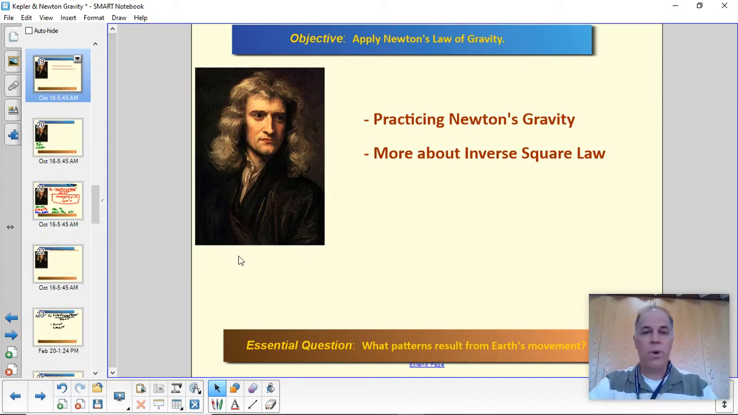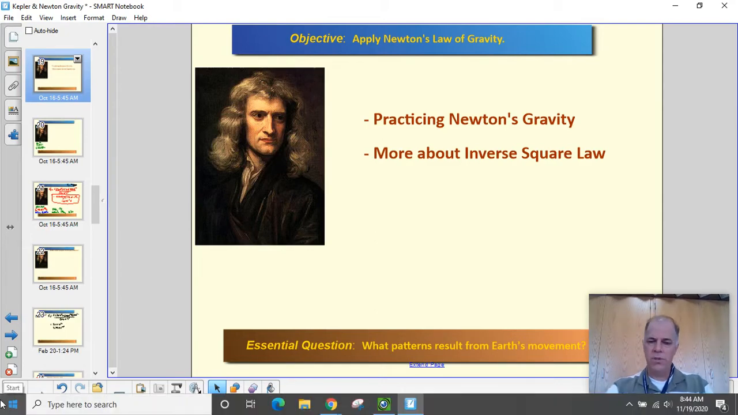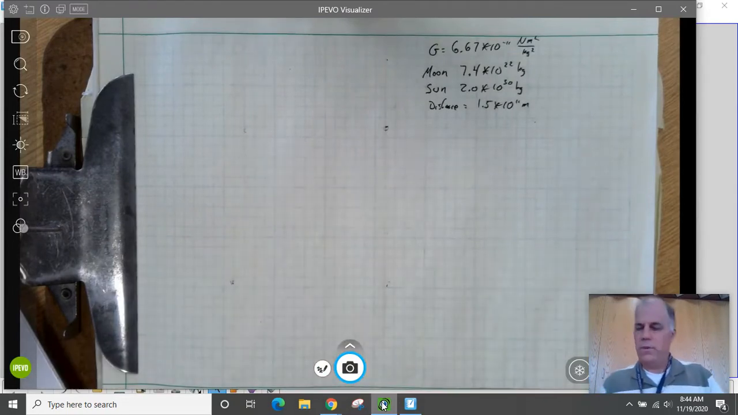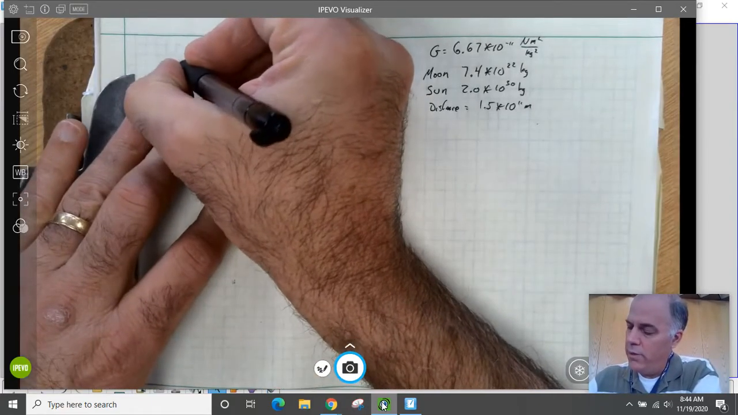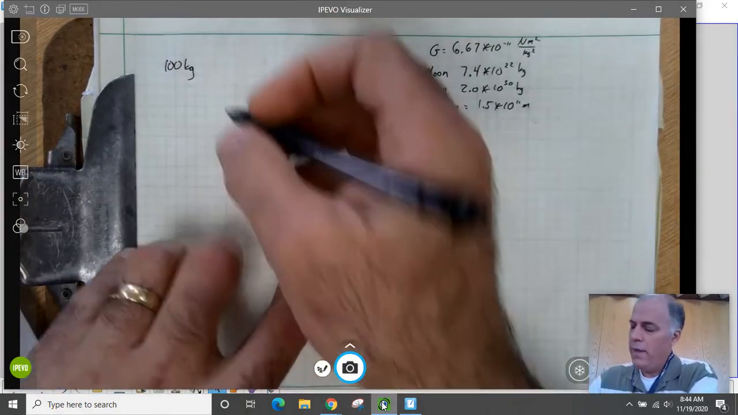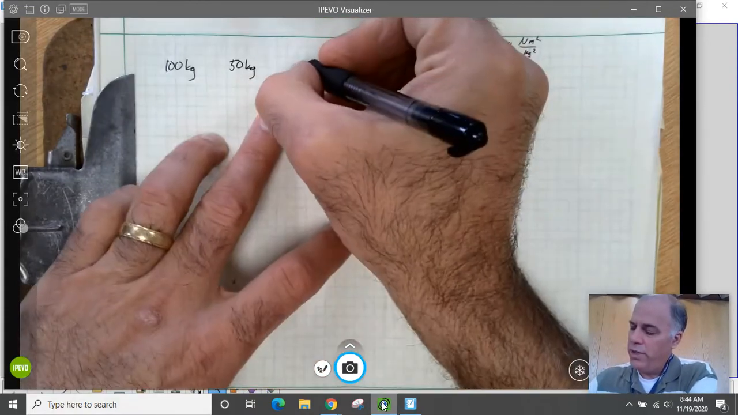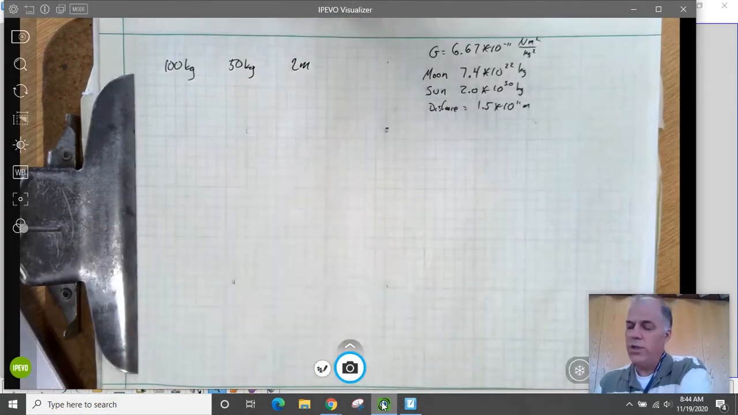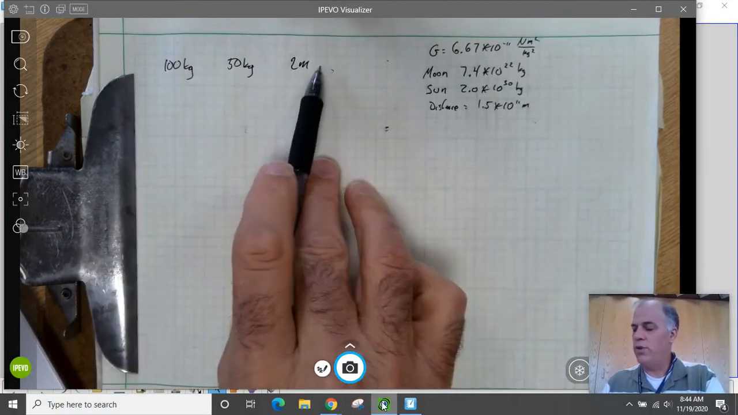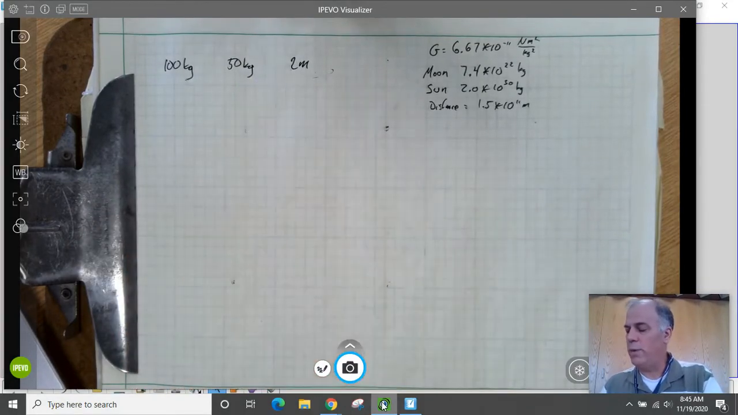I'm going to work through a couple of problems with you that are slightly more complex than the ones you did last time, but I think you'll be able to handle them. So let's go to the document camera here, and we're going to figure out the gravitational force between a 100 kilogram physics teacher and a 50 kilogram student with a social distancing of 2 meters. So we want to know the gravitational force between these two objects, 100 kilograms and 50 kilograms, 2 meters apart.